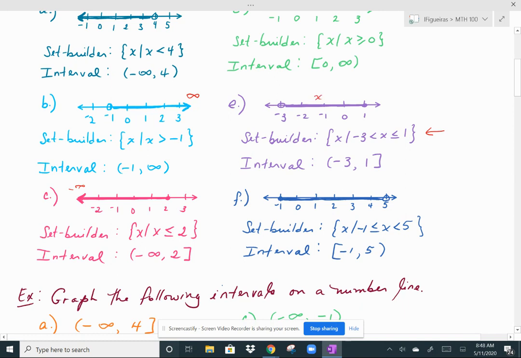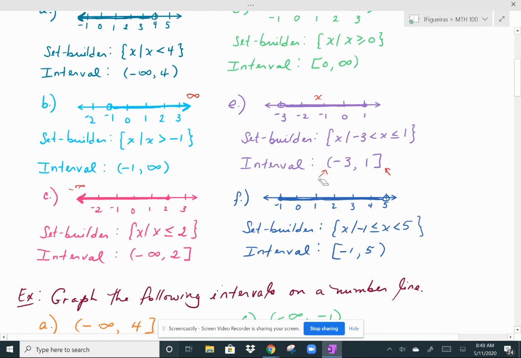So it's the set of all x such that -3 is less than x, which is less than or equal to 1. So we use less than because of the open circle, but we use less than or equal to associated with the 1 because of the closed circle. Okay, now interval notation. Remember, always write your interval from smallest to largest. So -3 is the smaller number, 1 is the larger. -3 is not included, so we put a parentheses. 1 is included, so we put a bracket.